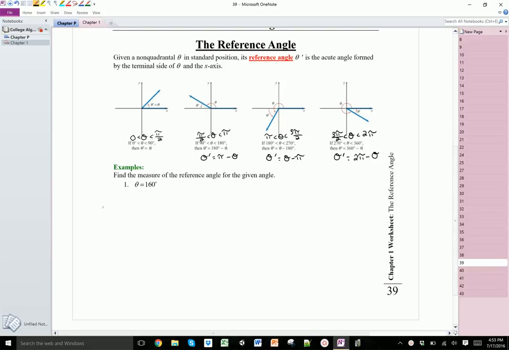So let's look at these examples here. So here we have 160 degrees. Well, that is definitely in the second quadrant. So here's theta. So theta prime would be right here. We're doing degrees here, so it would be 180 degrees minus 160 degrees, or 20 degrees. Okay.